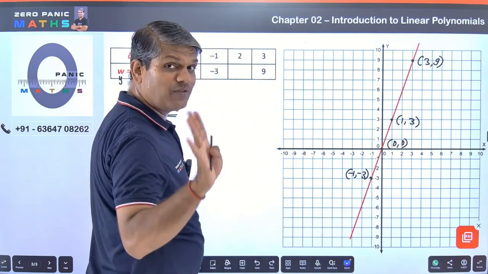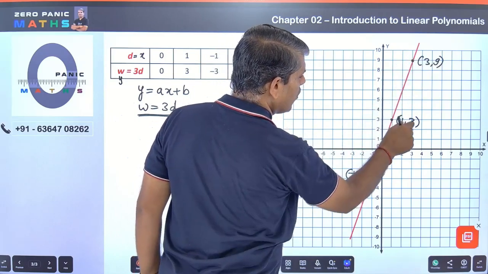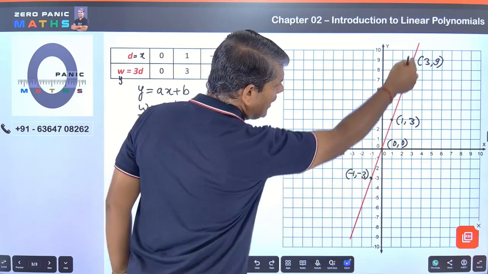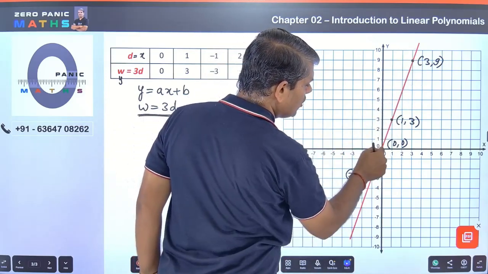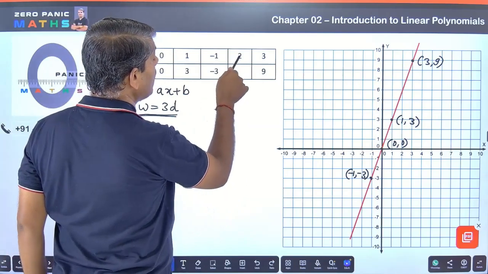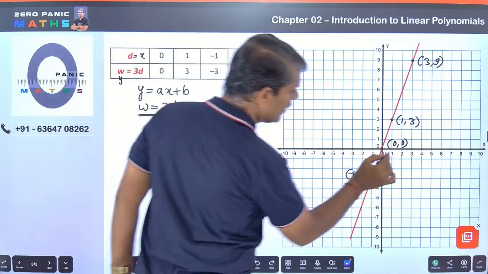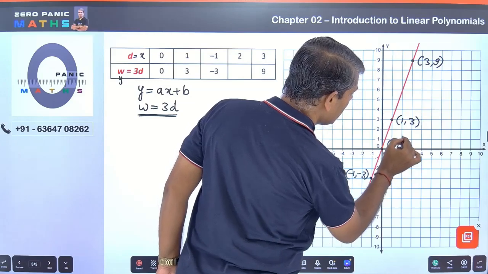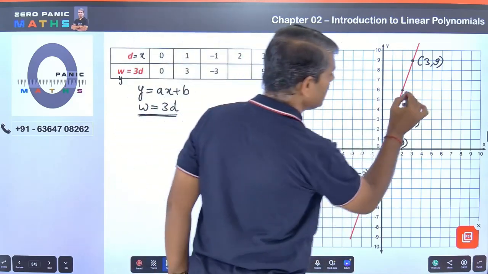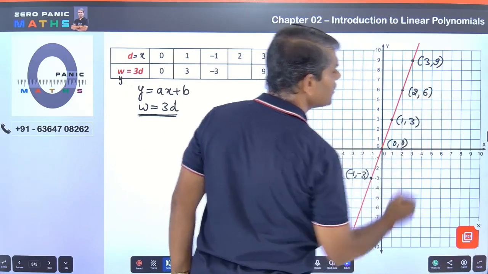So let us draw the line. Okay, assume that you have not drawn the line. After marking the coordinate points 3, 9, 1, 3, 0, 0 and minus 1, minus 3, if you draw the straight line, it will be passing through the origin, obviously. Okay, and also let us find what is the value of y or W when you put x is equal to 2. Now what is x? It is x is 2 here, where it is cutting or passing through the y-axis, that is at point 6. So if x is equal to 2, y is equal to 6.